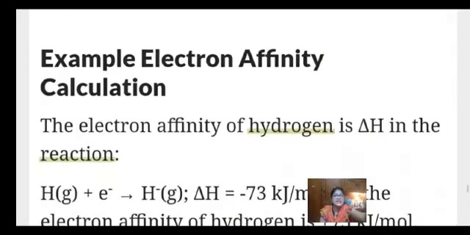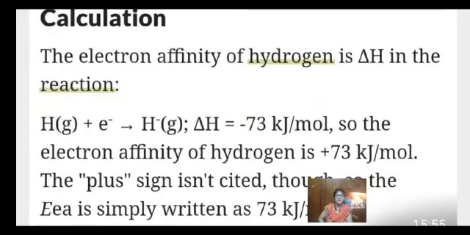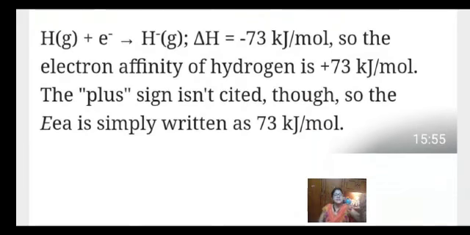And then the examples of electron affinity calculation. The electron affinity of hydrogen is represented by delta H in the reaction. Hydrogen in gaseous form takes up one electron, that is e minus, forms H minus, and the amount of energy involved in this case is minus 73 kilojoule per mole. So the electron affinity of hydrogen is plus 73 kilojoule per mole. The plus sign isn't cited because EA is simply written as 73 kilojoule per mole.